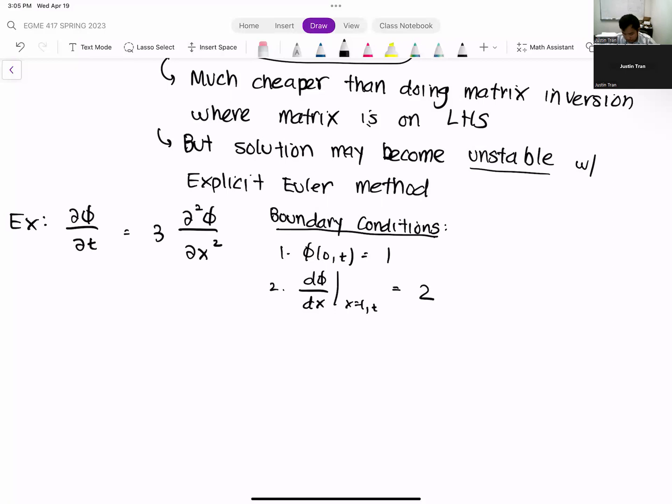Okay, all right, so we also have an initial condition. For our initial condition, we assume everything's going to be 0, so you have phi at x and 0 is equal to 0. And so we want to advance the system forward in time using explicit Euler.